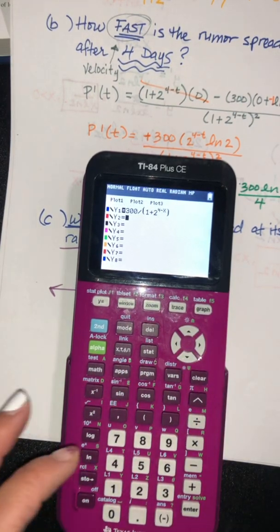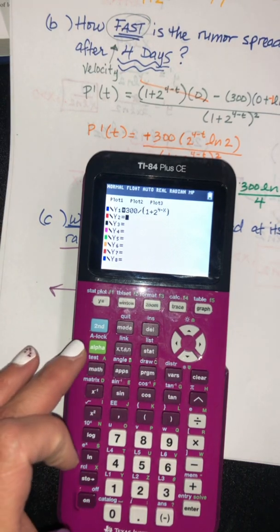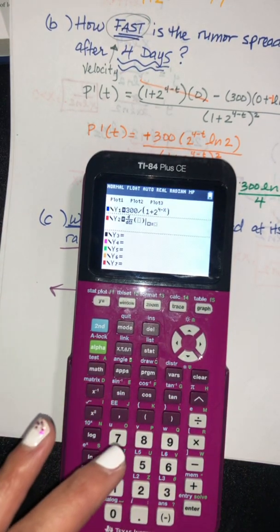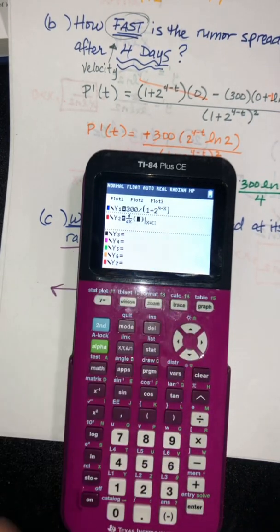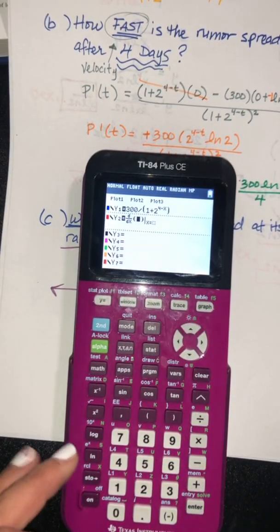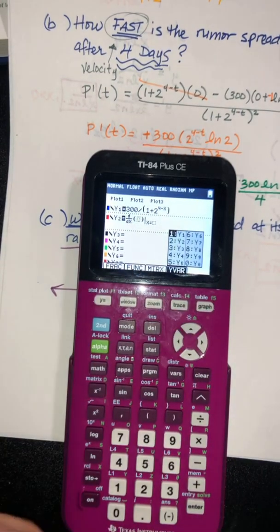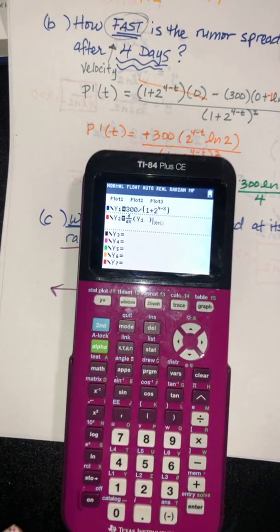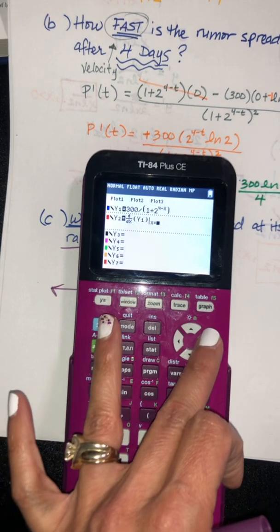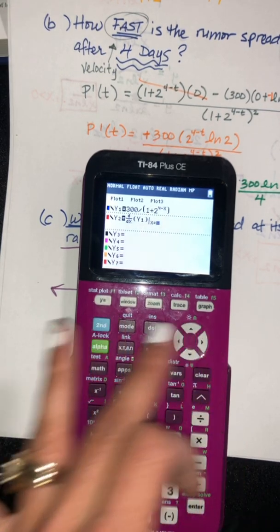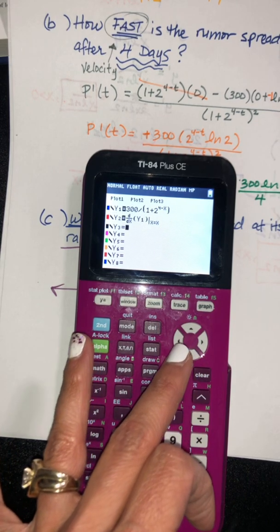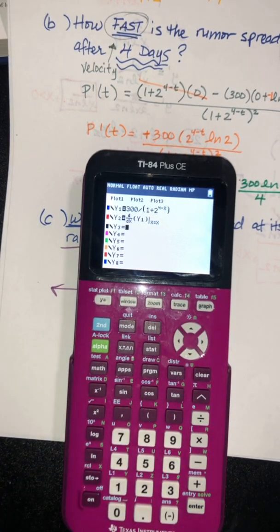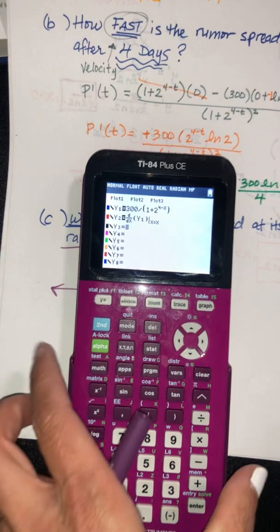And then for y2, this will be our first derivative. So I need to hit math 8. It's d dx. And then I want to input y1 as the function in there. So you hit alpha trace, you hit 1 to input y1, and then it's at any x value. Okay, and I think that's all we need for right now.